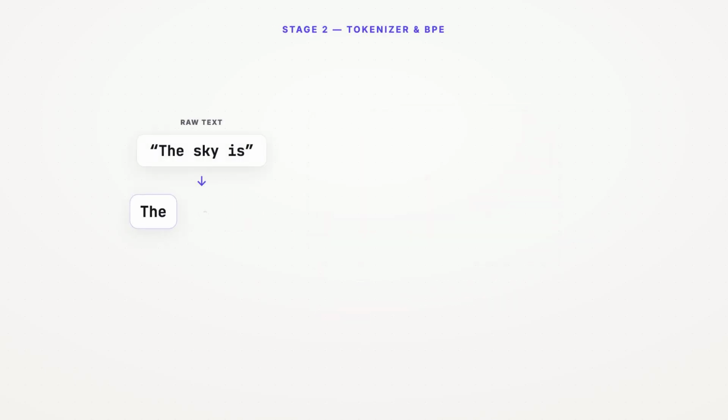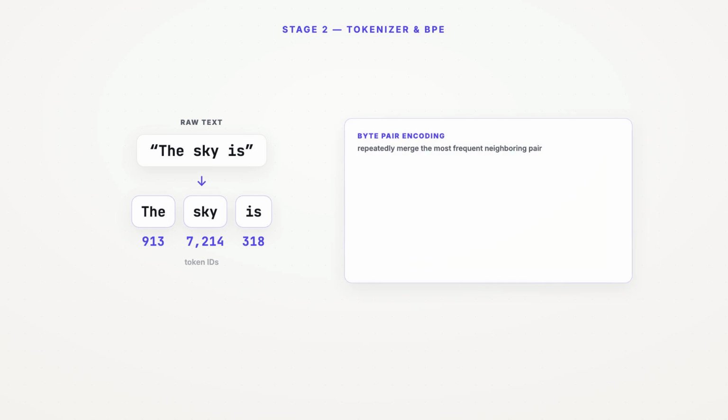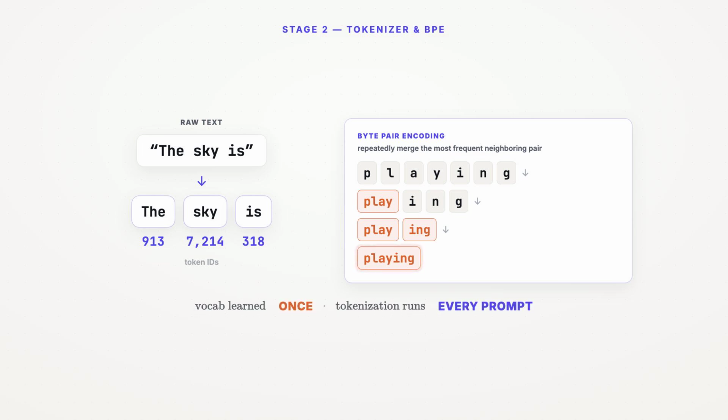Next, the tokenizer converts text into integers. The phrase "the sky is" might become 3 tokens, and each token maps to an ID, just a row number. The algorithm behind this is usually byte-pair encoding. It starts from tiny pieces and repeatedly merges the most frequent neighboring pair. So playing might merge into play plus ing. A common word becomes one token. A rare word splits into several. The vocabulary is learned once, before training, but tokenization itself runs on every prompt.